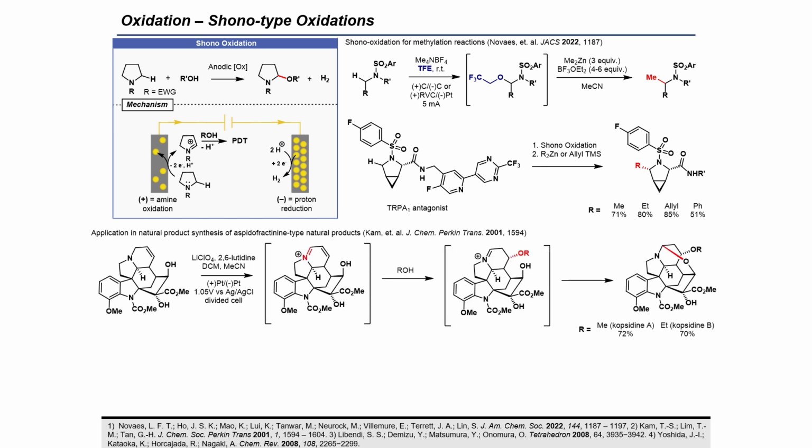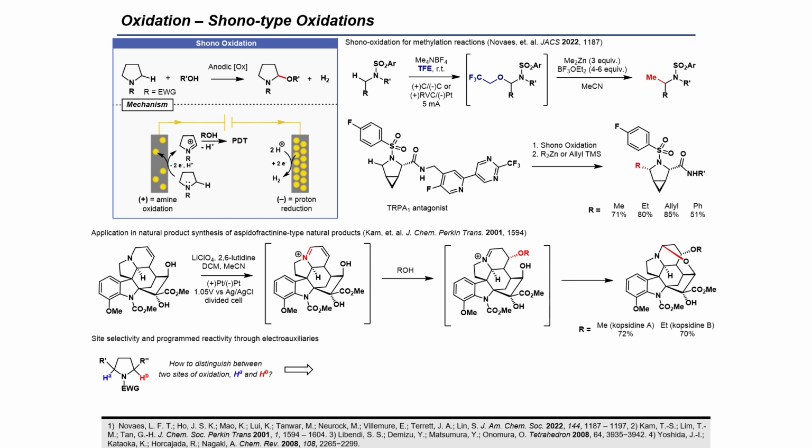The Shono oxidation has also found utility in natural product synthesis as well. Here, the Tan group elegantly accessed the key oxidation pattern and caged architecture of the asfidofractanine natural products. Shono oxidation of the cyclic allylamine resulted in gamma etherification, followed by intramolecular capture of the resulting iminium cation in a single reaction sequence. So what happens when you have multiple sites of reactivity for a Shono?